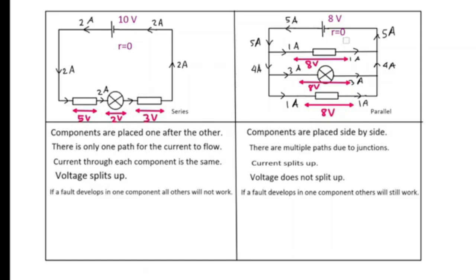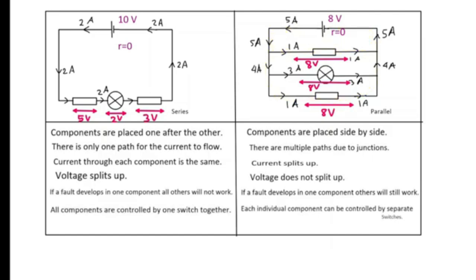However, imagine in the parallel circuit, let's say this one again got damaged. Now, no current can go through that branch, but current can still go through like that. Current can still go in this branch. So others are still intact. So if a fault develops in one component, others will still work. So parallel circuits are versatile in that sense.